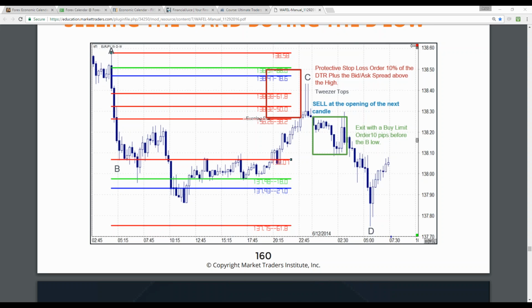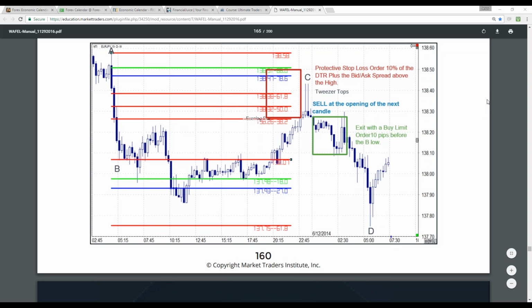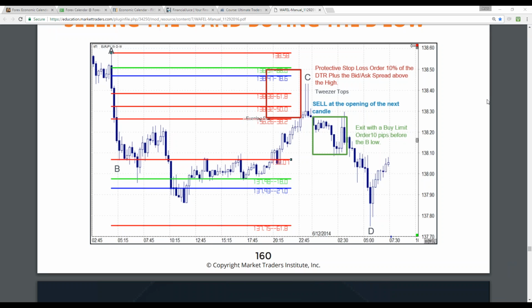Let's now move our attention to strategy 3. No, you can use either one of them. There is no preference. It is not a matter of choosing the strategy based on the setup. It is the strategy that best suits you, which one you feel more comfortable with, which one best suits your trading style.